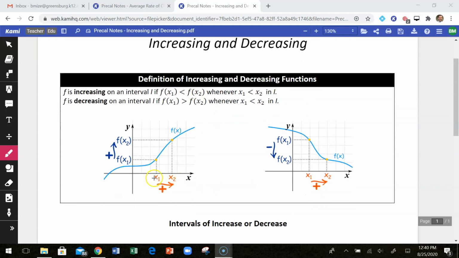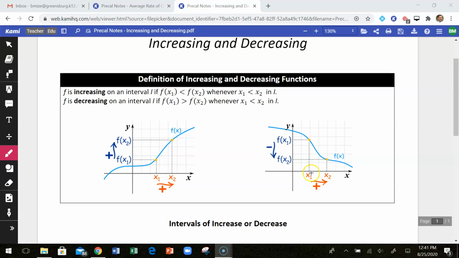So what it says is, if x2 is bigger than x1, which means we're an x-coordinate to the right of where we were before, and f of x2 is bigger than f of x1, then the graph is going up. Right? So x2 is bigger than x1, and f of x2, or the y value at x2, is bigger than the y value at x1, then that means we must be going up, and that is increasing.